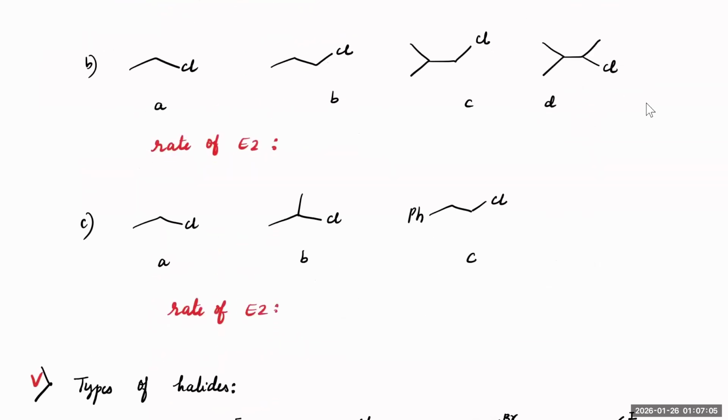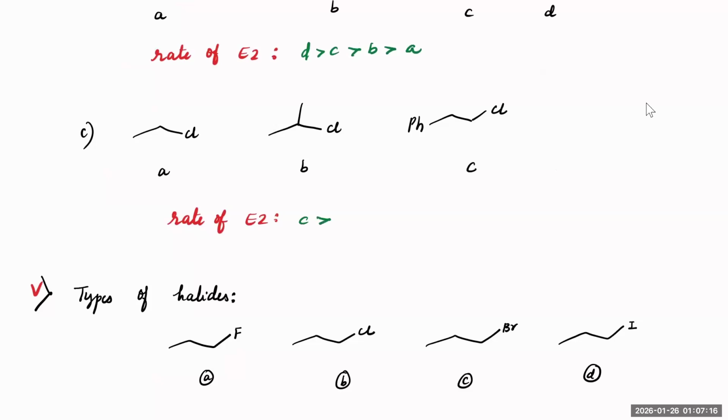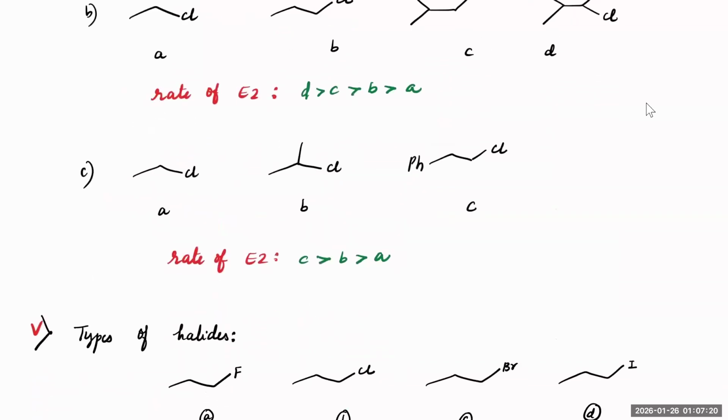Check out example B also, same thing here. D, then C, then B, then A. This is how the rate goes. Between A, B, C here, C definitely will be more than B, then A. These are the rates of the E2 mechanism.